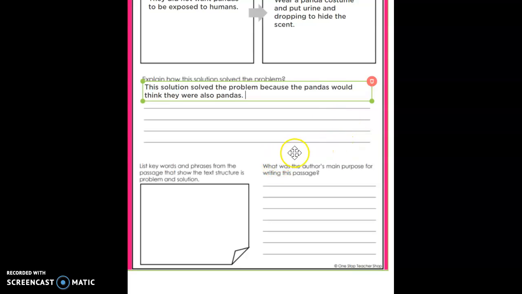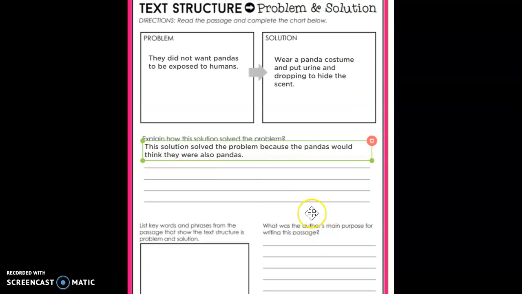And finally, what is the author's main purpose for writing this passage? Why did they write it? Who did they write it for? I want you to make a guess. Make sure that you restate your question. The author's main purpose for writing this passage is, and then write your guess. Once you are finished with both of these pages, then you can move on to the next reading activity.